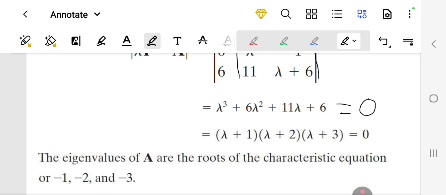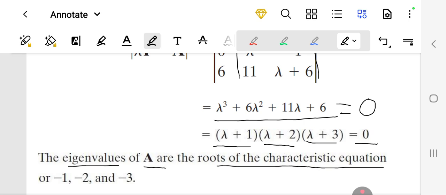We can factorize this equation to obtain the eigenvalues, or use the calculator's equation mode to obtain the roots. The factorization will be lambda plus 1 times lambda plus 2 times lambda plus 3 equals 0. Therefore, the eigenvalues of the A matrix, the roots of the characteristic equation, will be negative 1, negative 2, and negative 3. When we equate this equation to zero, we obtain negative 1, negative 2, and negative 3.